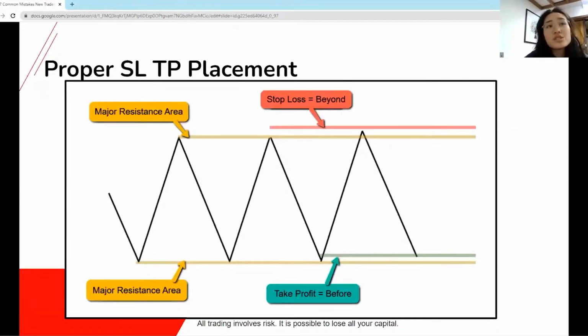Okay, so this is the proper stop loss and take profit placement. Feel free to screenshot this if you'd like. The proper stop loss and take profit placement ensures you maximize your wins and minimize your losses. So the stop loss should always be placed beyond the resistance area, while the take profit should be placed before. We'll go through a couple more examples in the next few slides.